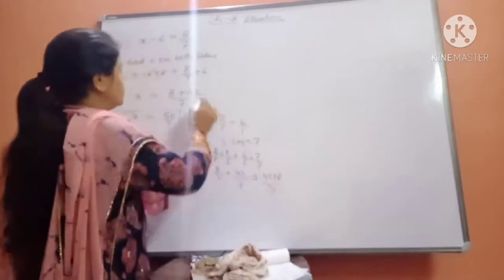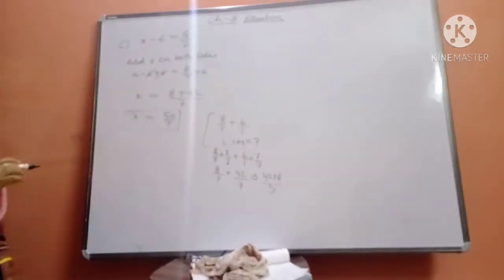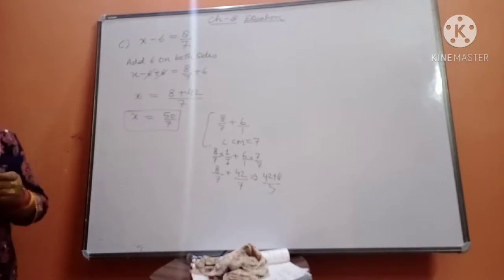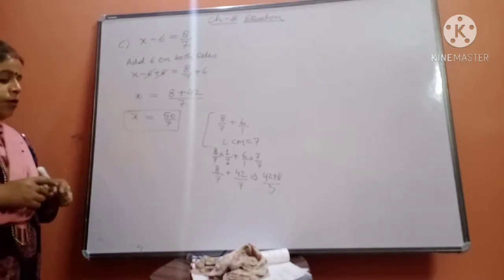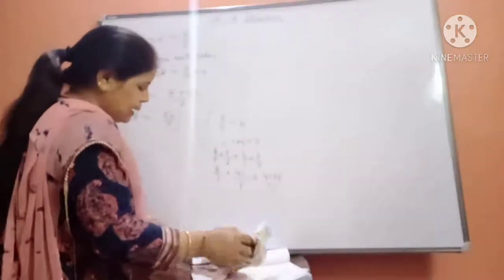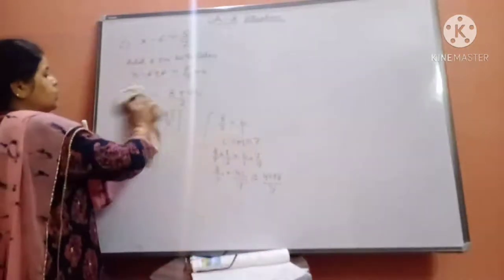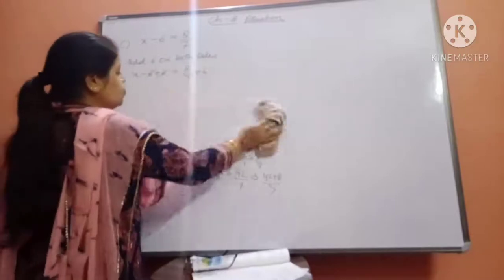So I have written in this way. Okay. So in this way you can do the question. So see how simply you can solve the equations. Okay. Now I am moving to the next part, that is D part of the question. Okay. See how I am going to do D part now.